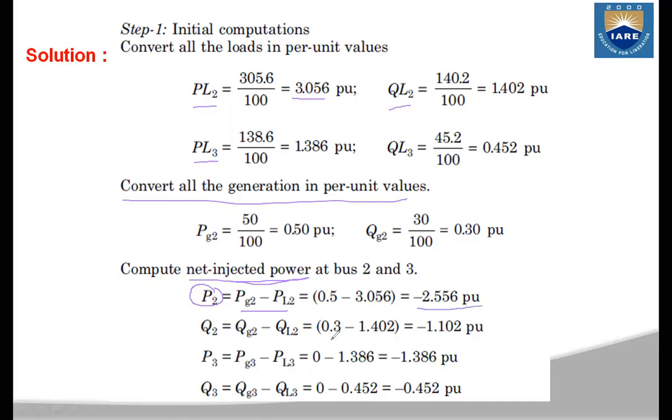Similarly, the injected reactive power at bus 2 will be QG2 minus QL2, which gives you minus 1.102 per units. Similarly, at bus 3 also you have to calculate the injected active power and injected reactive power, the same as bus 2, right? Generation minus demand will give you the injection power. Okay, so now all the injected powers, load powers, everything is converted into per units. All the parameters are in per unit. So you have to go to the next step.